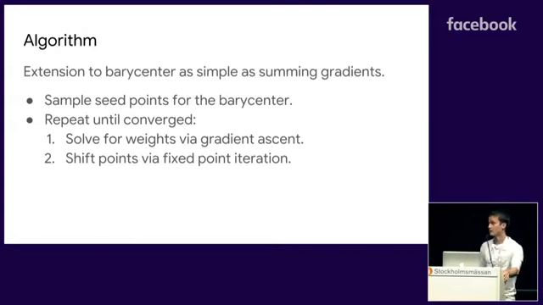So the algorithm, this is only slightly simplified. The full algorithm in our paper is about twice the length of this. So we sample seed points, and we repeat until convergence. We first solve for the weights, and then we shift points via a fixed point iteration. To extend this to the barycenter, we simply sum the gradients, and we carry on computation as before.